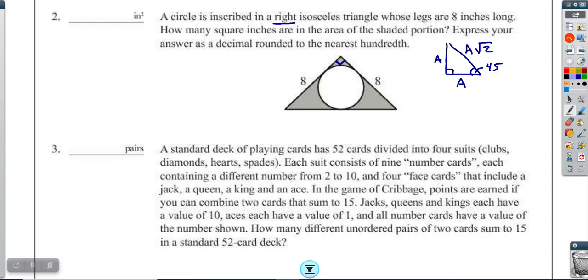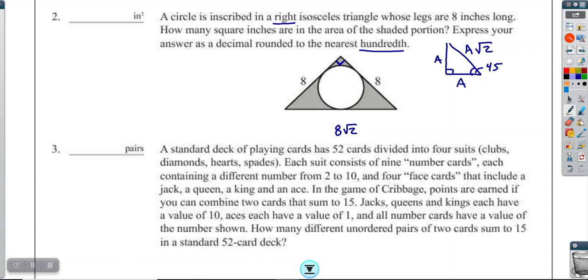Obviously we can use the Pythagorean theorem to figure out that this whole length here is 8 times the square root of 2, but it's better if you just know it off the top of your head. So then the question is asking how many square inches are in the area of the shaded portion. Express your answer as a decimal rounded to the nearest hundredth. So we need to have 2 decimal places.